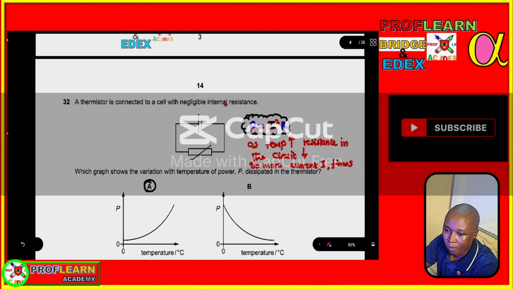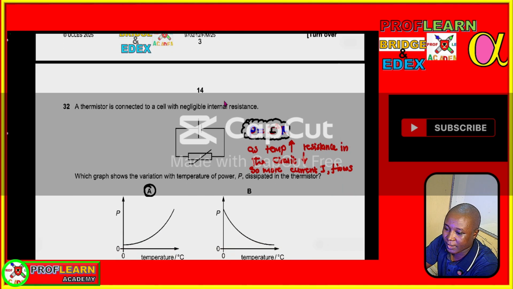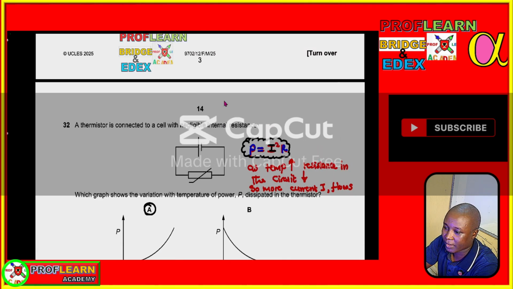And the thermistor is connected. We have a thermistor which is connected to a cell. The cell has negligible internal resistance. So we are asked which graph shows the variation with temperature of the power dissipated in the thermistor.